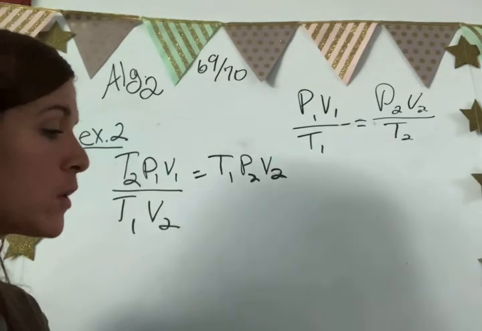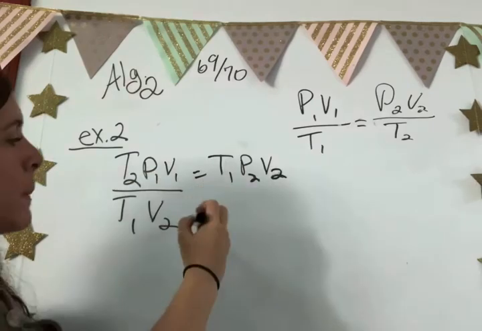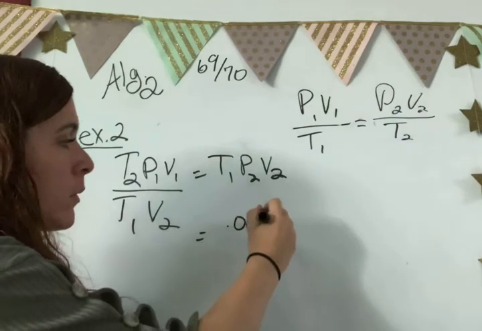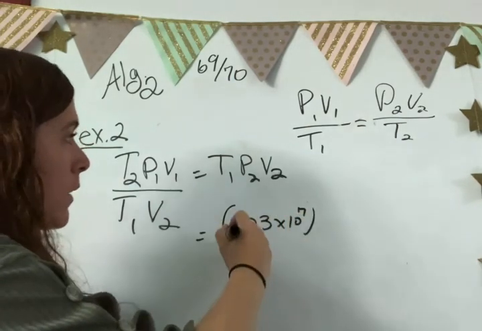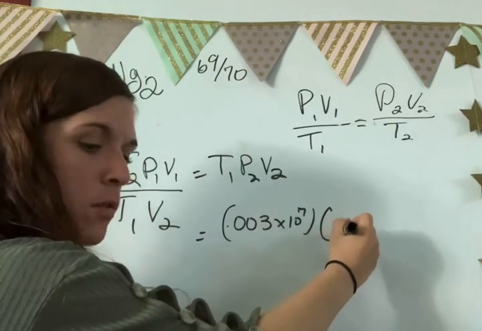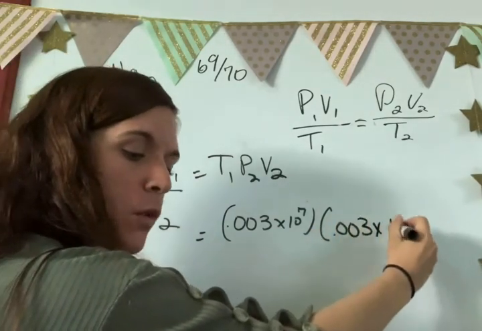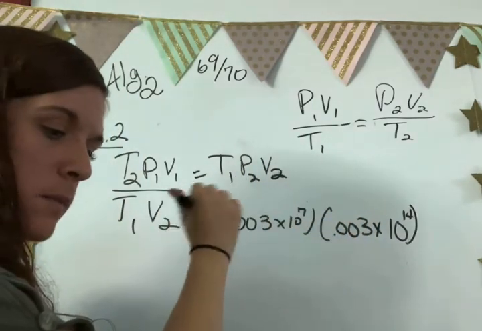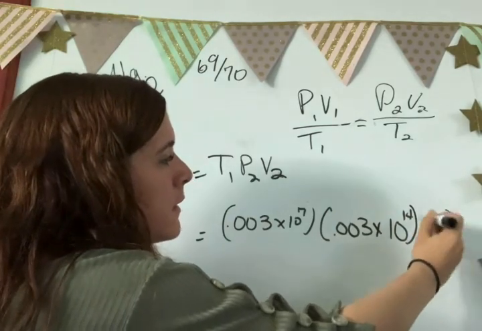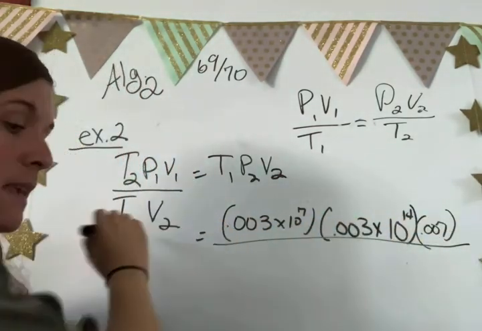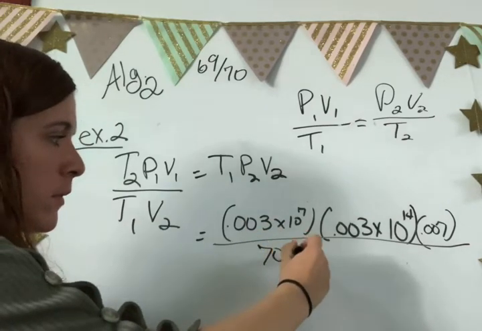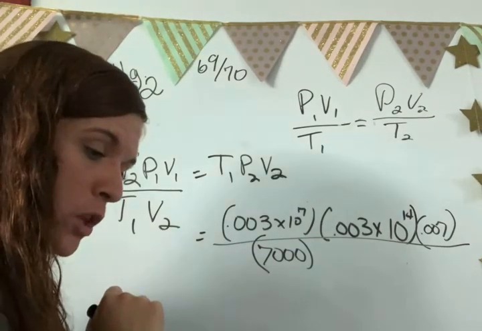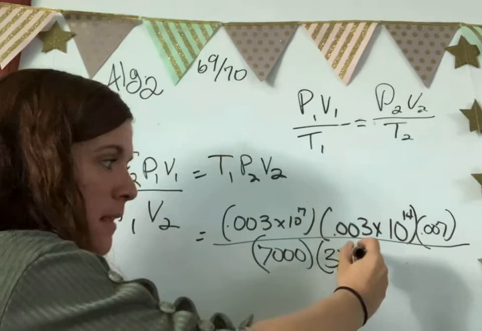So the very first number that they give you is pressure 1, which is right there. But we need T2. So the final temperature was 0.003 times 10 to the 7th. Okay? The first pressure is 0.003 times 10 to the 14. And V1 was 0.007. That's it. All over T1 is 7,000 times V2, which is going to be final volume, which is 3 times 10 to the 2nd. Okay?